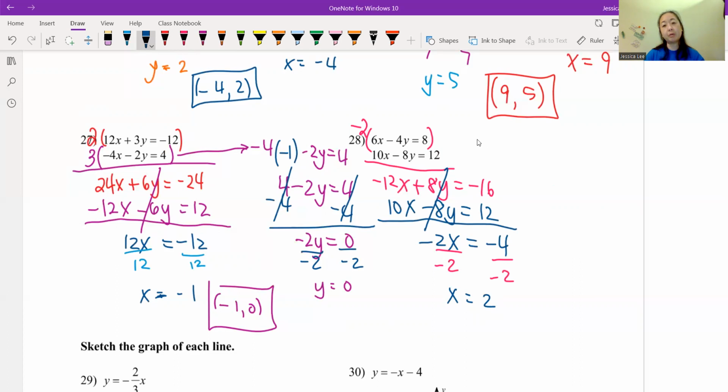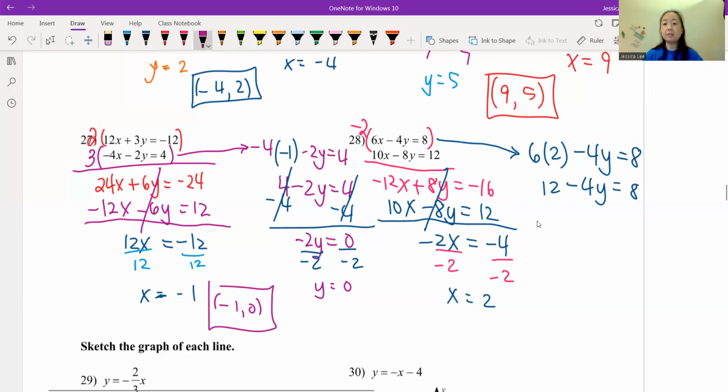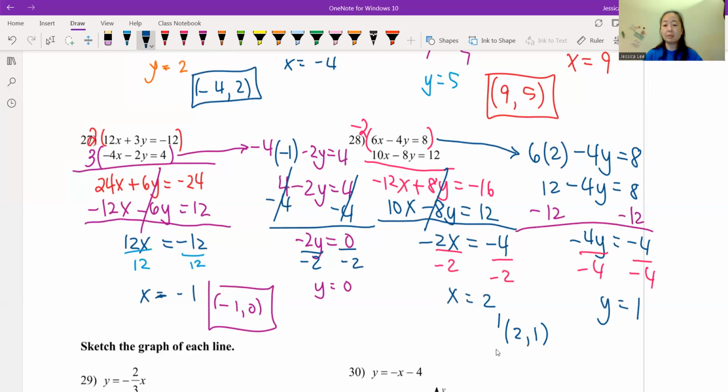And which one shall we put it in? Shall we try the top one? So we got 6 times x, which is 2, minus 4y is equal to 8. So we get 12 minus 4y is equal to 8. What do we do from there? Subtract 12 on both sides. And we get negative 4y is equal to negative 4. What do we do from there? Divide by negative 4. And then we get y is equal to positive 1. So that's going to be 2, 1.